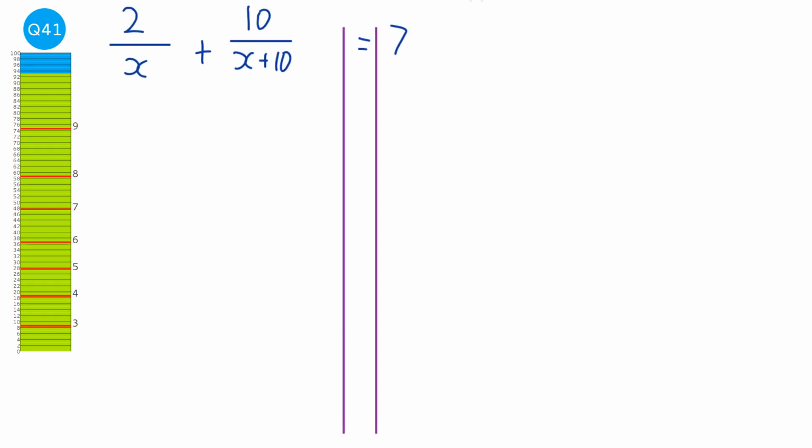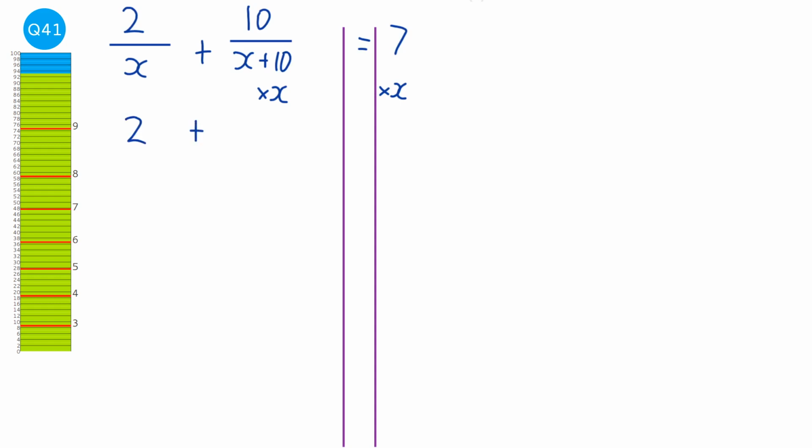Put my tram lines in for the equals. Okay, first thing I'm going to do is get rid of the fraction on the left hand side. I'm going to do that by timesing everything by x. And don't forget, it's not just both sides, you've got to times all the terms. So we're going to times the first fraction by x, which will just give us 2. Times the second fraction by x.